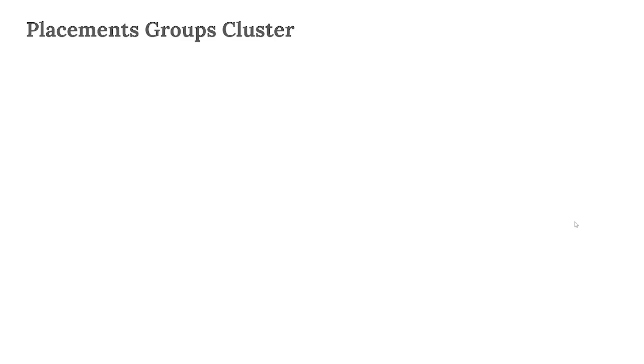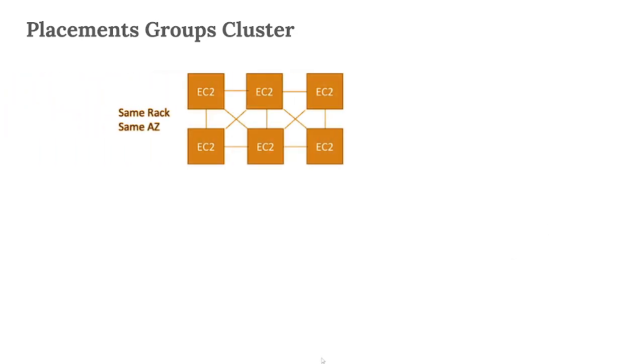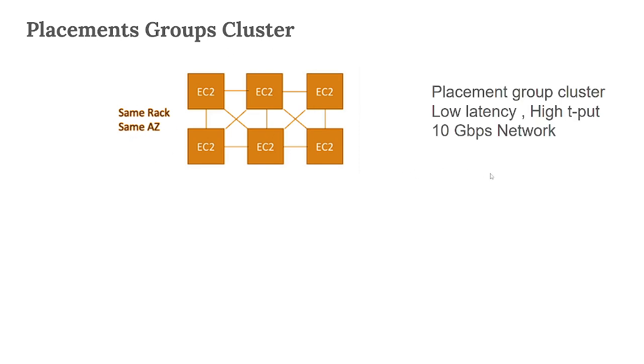Now let's start. This is the first one, placement group cluster. In this placement group cluster, all the EC2 instances are interconnected. You can see all the EC2 instances are connected to each other. They are placed in the same rack and in the same availability zone. So this placement group cluster gives you low latency and high throughput. In a network where low latency and high throughput is required, we can use placement groups like this.